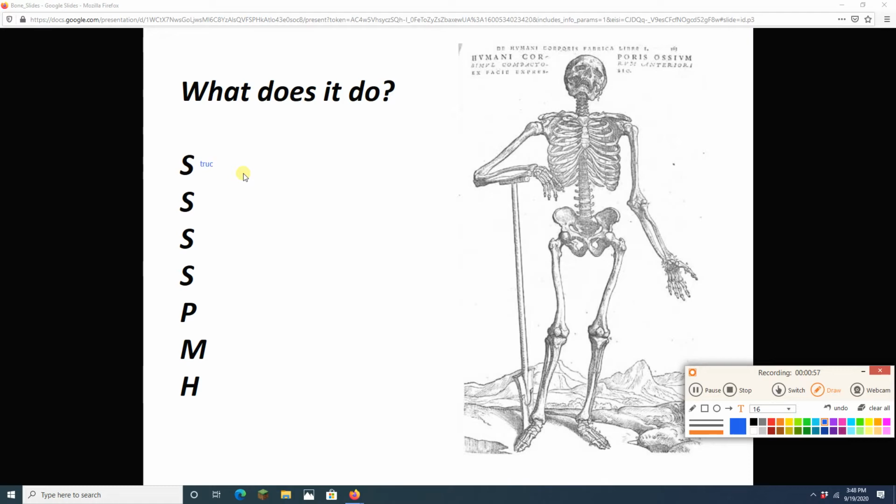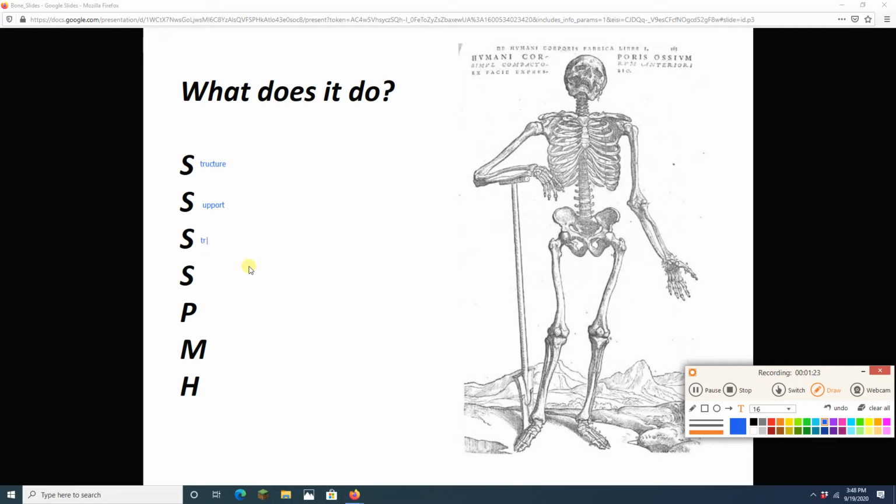Well, it is going to give our body structure. It is going to give us form. It is going to support our weight. It's going to give us support. It is also going to do some storage.